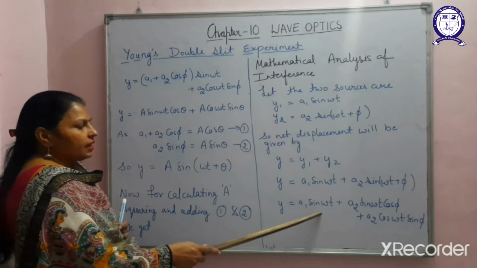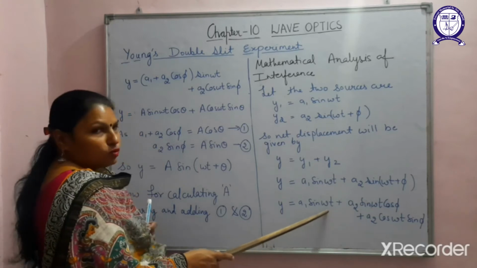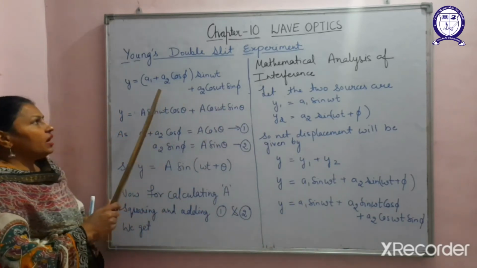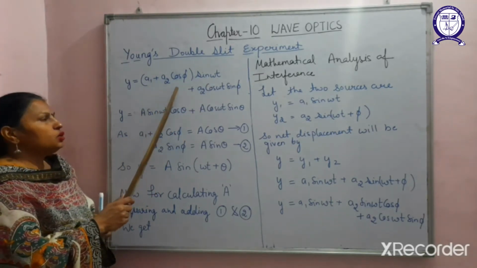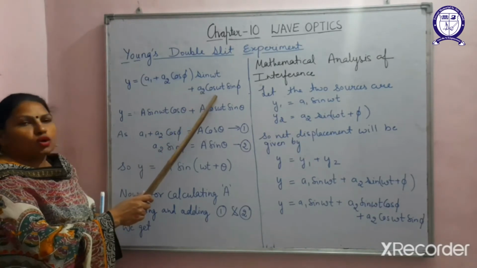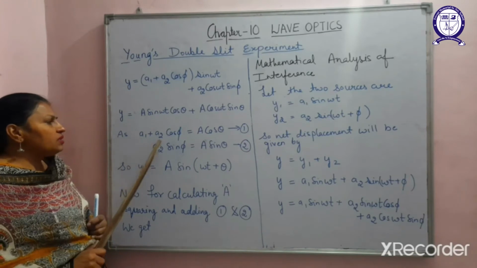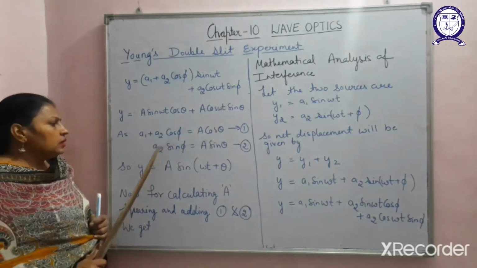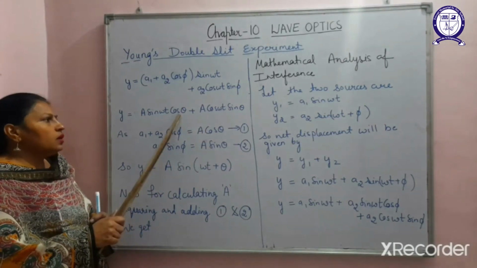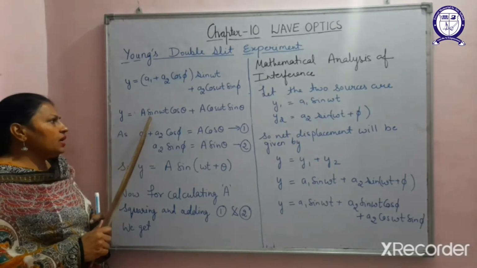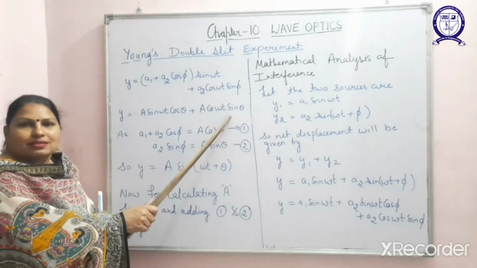Now we can see a1 sin omega t and a2 sin omega t cos phi, so we can take sin omega t common. We have got (a1 + a2 cos phi) sin omega t plus a2 cos omega t sin phi. After which we assume that a1 + a2 cos phi is nothing but A cos theta and a2 sin phi is nothing but A sin theta. By substituting these values, we have got y = A sin omega t cos theta plus A cos omega t sin theta.